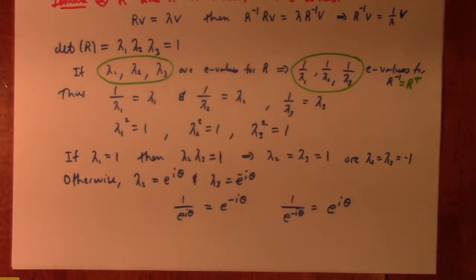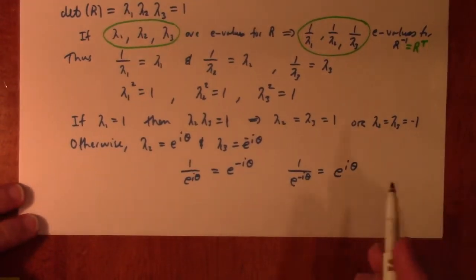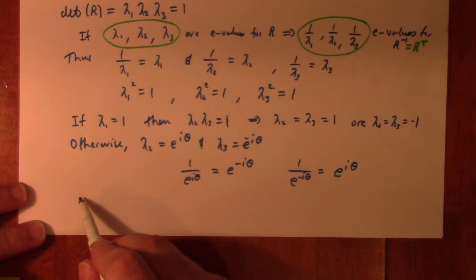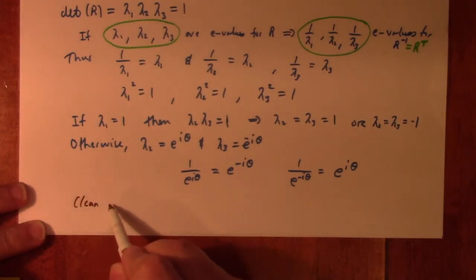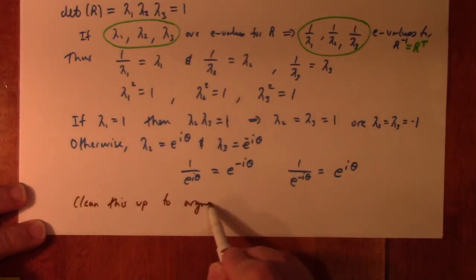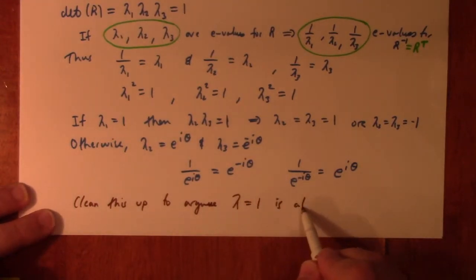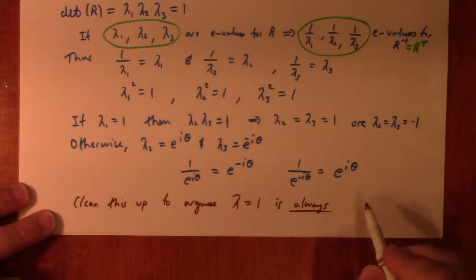Let's see here. You have to have one of them as 1, right? That's an inevitability. So in all the different possible cases here, I don't know if I made it terribly clear. I hope I've at least given you some idea of how you could go about giving a clear argument. So clean this up to argue lambda equals 1 is always included.